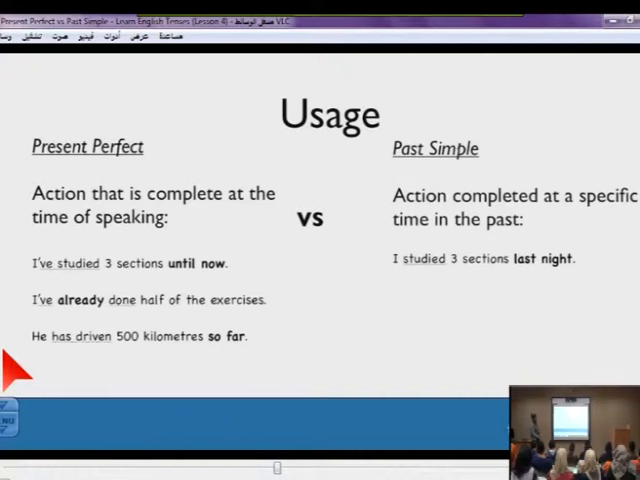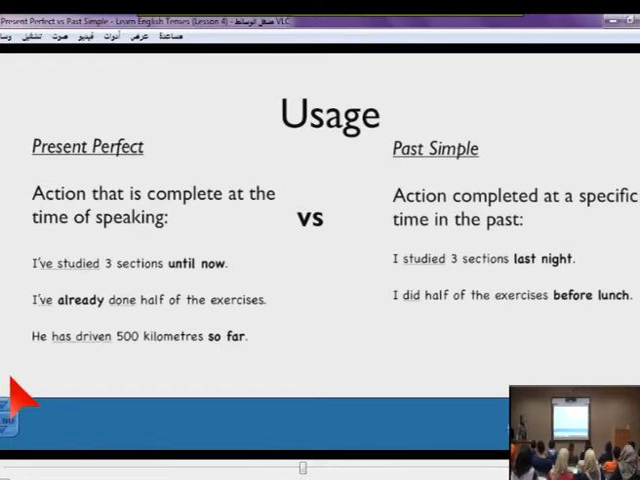Let's look at the second example. I've already done half of the exercises. Let's add a specific time in the past, and the verb changes to: I did half of the exercises before lunch.